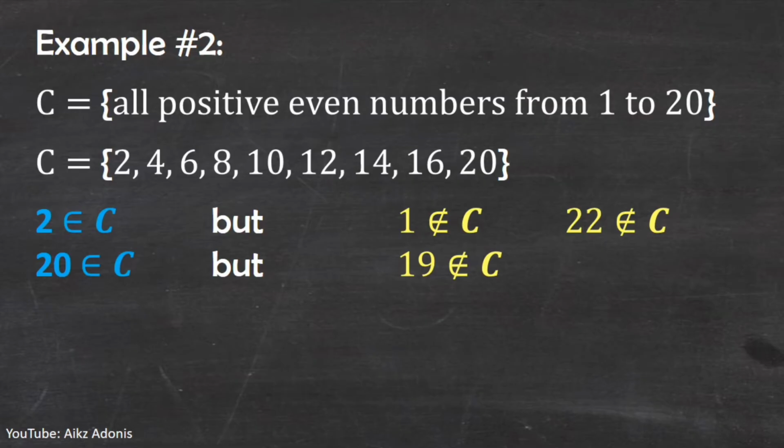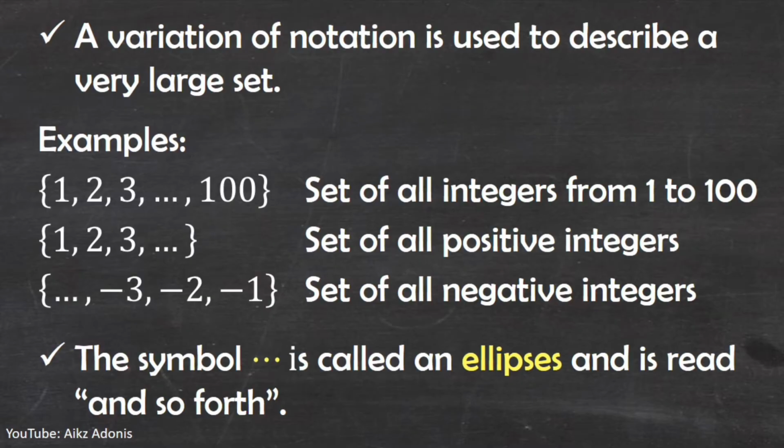In example number 2, C is the set of all positive even numbers from 1 to 20. Remember that even numbers are numbers that are divisible by 2. So, the elements of C will start from 2 and end in 20. All numbers that are written here are elements of C, while the numbers that are not written here, though they are part of 1 to 20, are not elements of C. And those even numbers that are not in the interval of 1 to 20 are also not elements of C.